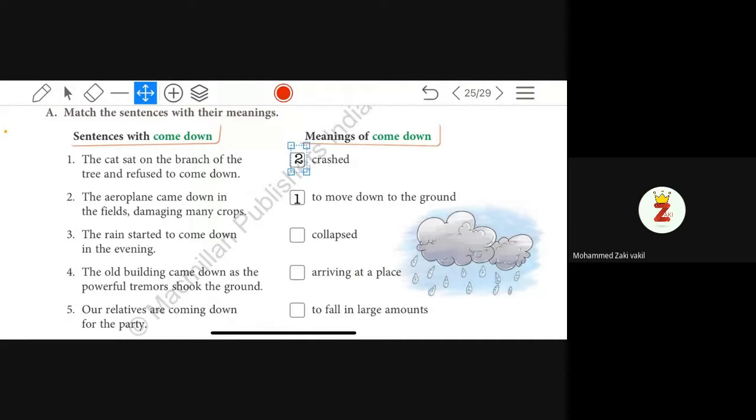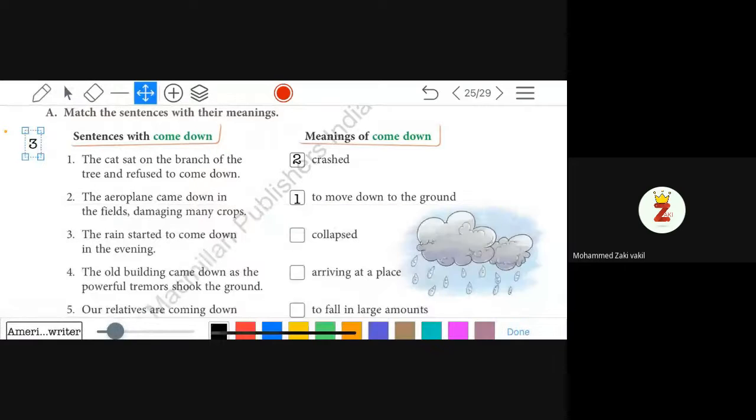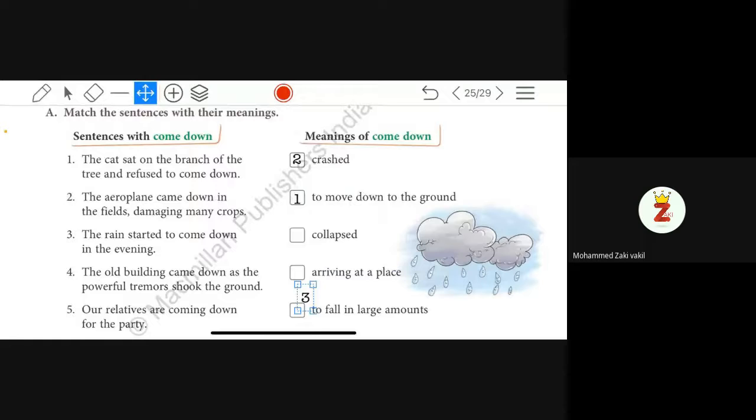The rain started to come down in the evening. To fall in large amounts. The old building came down as the powerful tremor shook the ground. Collapsed. My relatives are coming down for the party, arriving at the place.